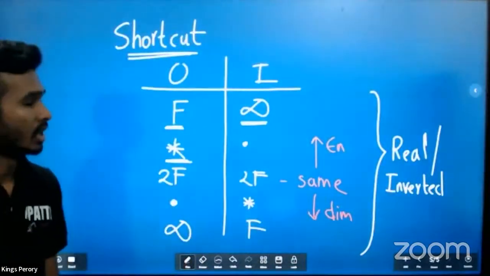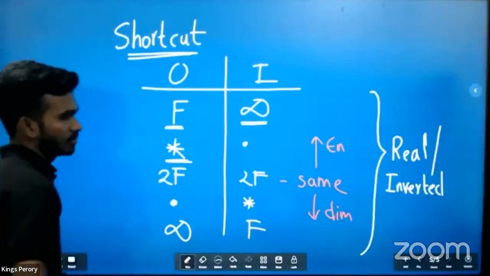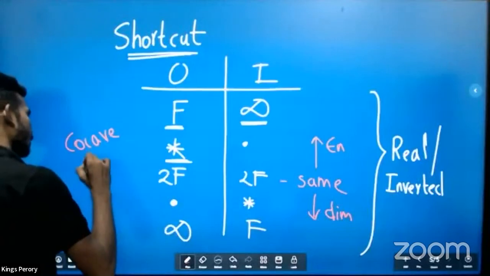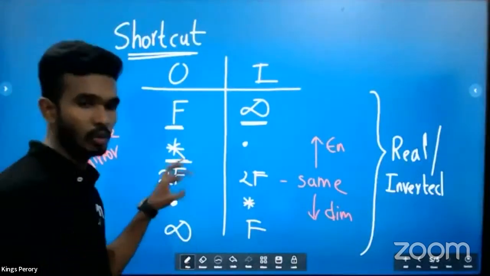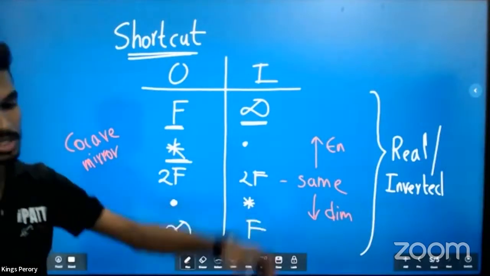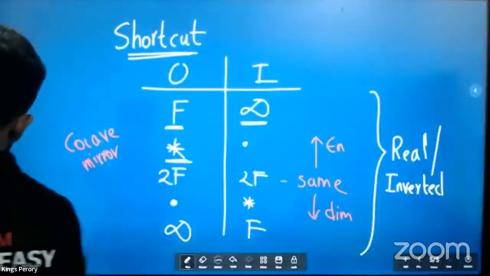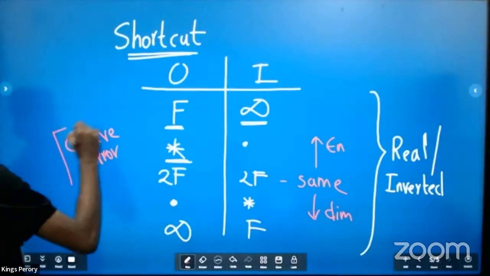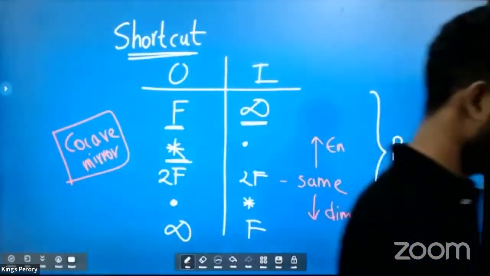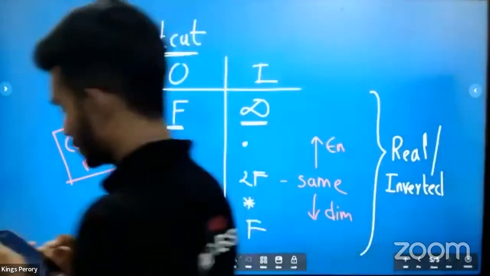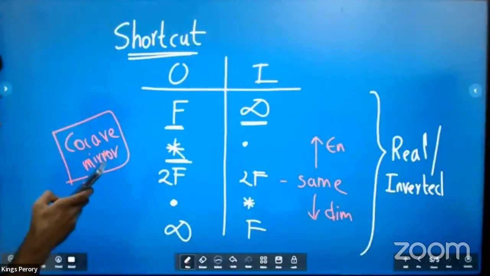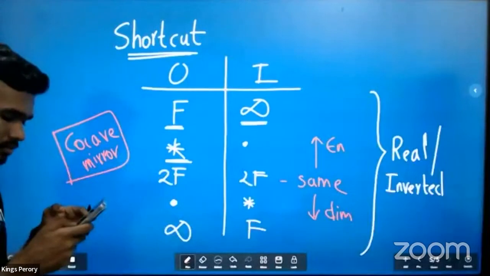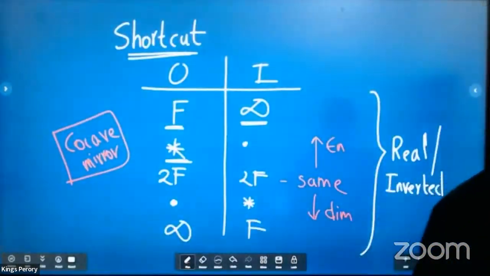Now tell me, object between F and C, I ask for concave mirror. 2F is C, you know, in a mirror. Object between F and C, where is the image formed? Instead of 2F, now use the word C. We are talking about concave mirror. Where is the image formed? After C. Dot is after C.